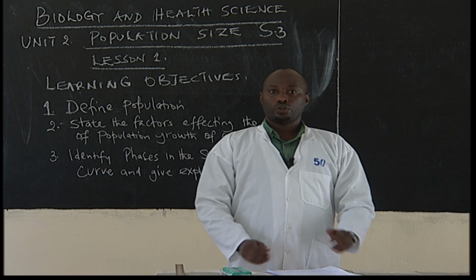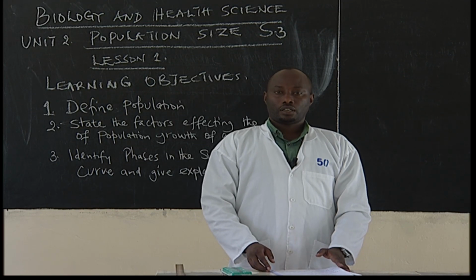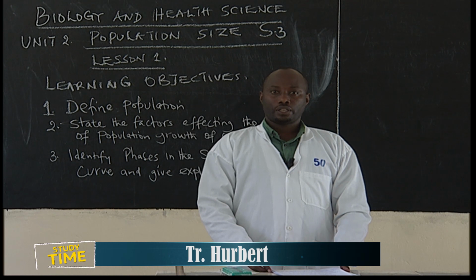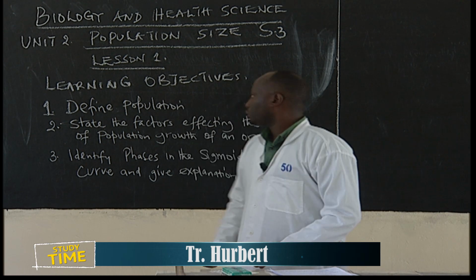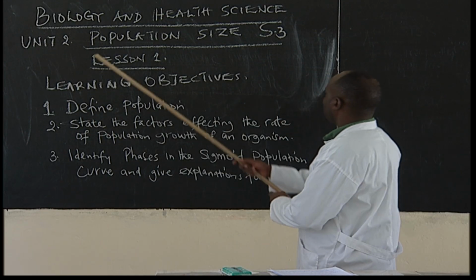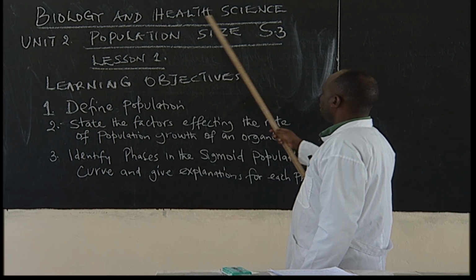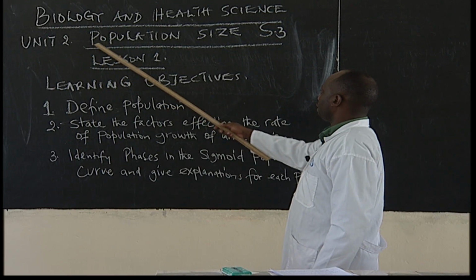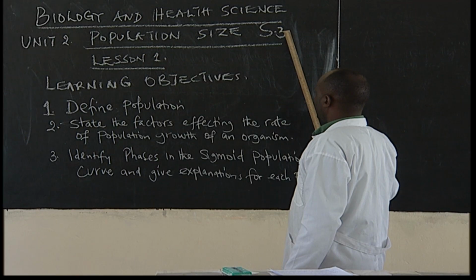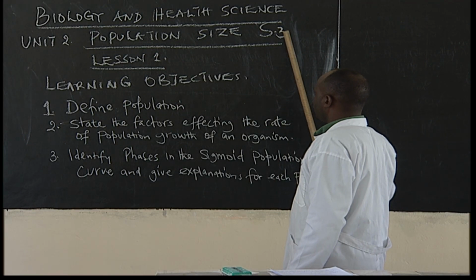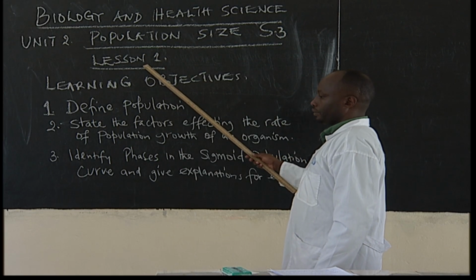As usual, I'm Teacher Herbert, and I will be taking you through the biology of Senior Year 3. The lesson of today is concerning population, and it is biology and health science, unit 2, which is concerning population size. It is for Senior Year 3 class, lesson 1.